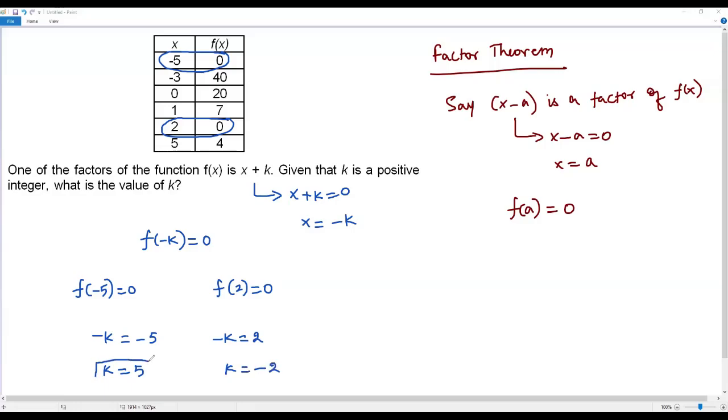So I am getting two values for k: one is k equals 5 and the other is k equals negative 2. But the information says k is a positive integer. So of these two values, which one is a positive integer? Clearly 5 is a positive integer, and negative 2 is a negative integer. Since here k is a negative integer, we can reject this one, because according to the question, k must be a positive integer. Therefore the value of k is positive 5.